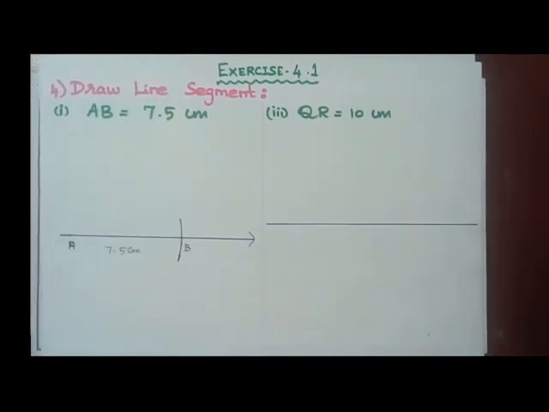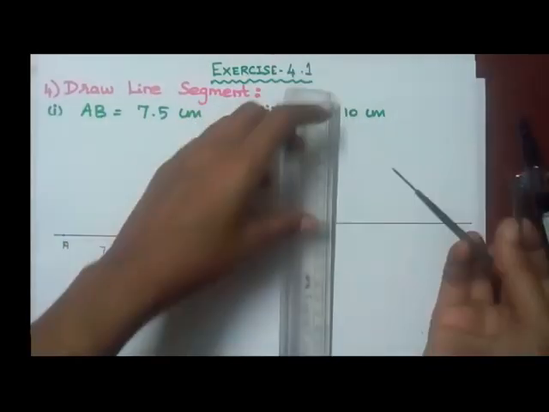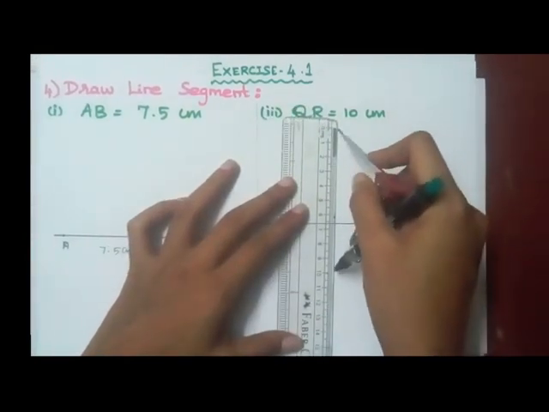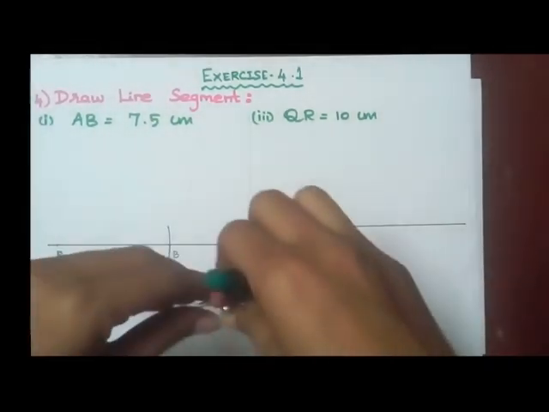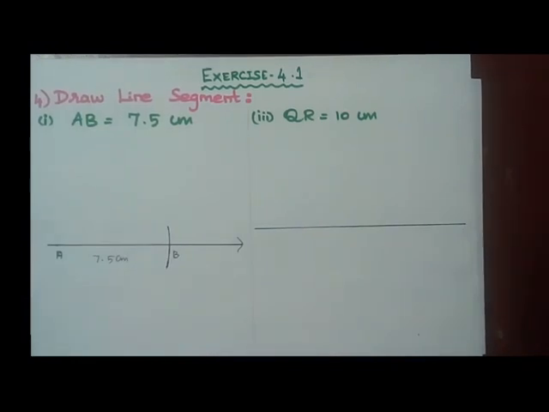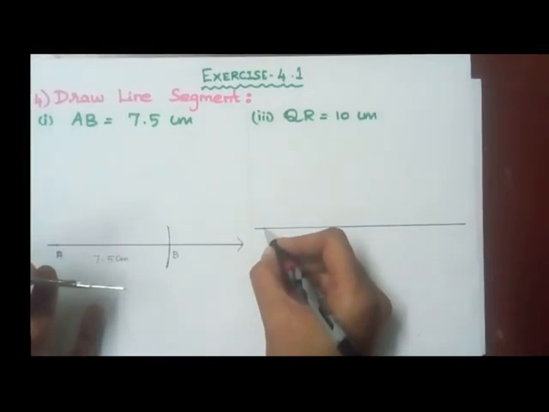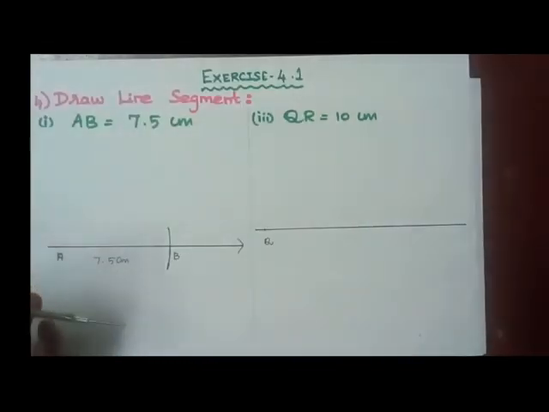So what is the value? 10 centimeter. So first step, draw a line using ruler. So I have drawn a line using ruler and then measure 10 centimeter using ruler and compass. Place the pointer at 0 and pencil pointer at 10. So 10 centimeter. Before that, mark a point on the line. So what is the next step? Draw a line and mark a point on the line. Mark it as Q because the question is QR equal to 10 centimeter.